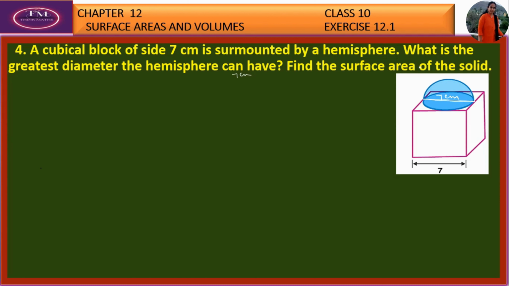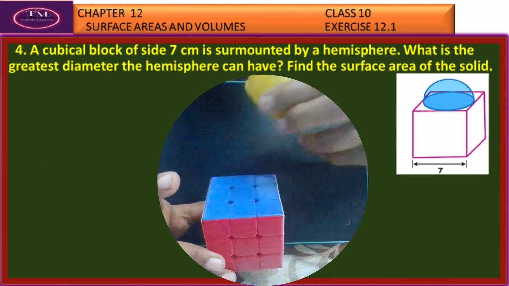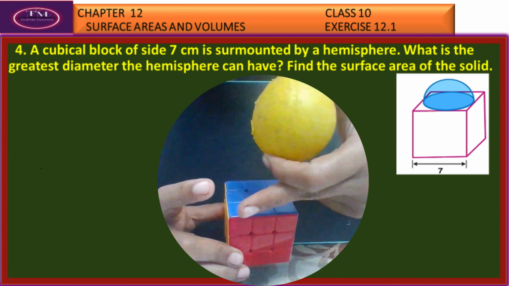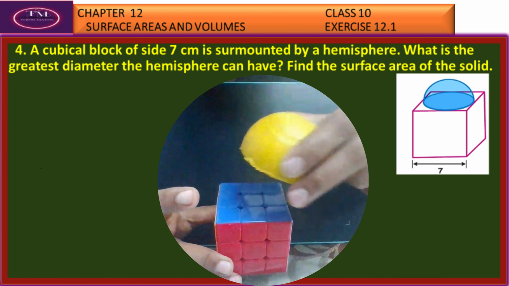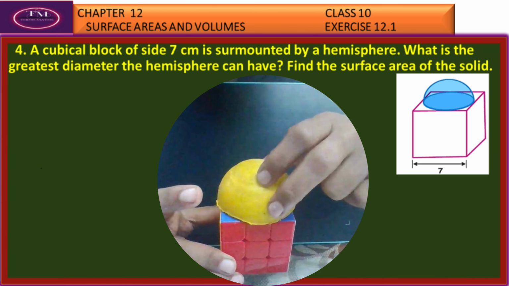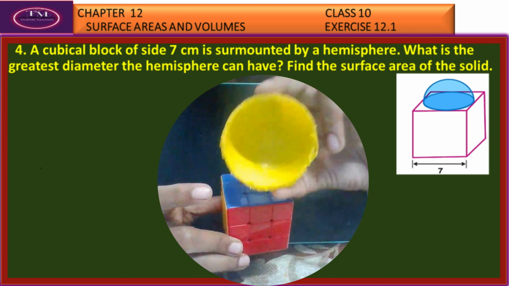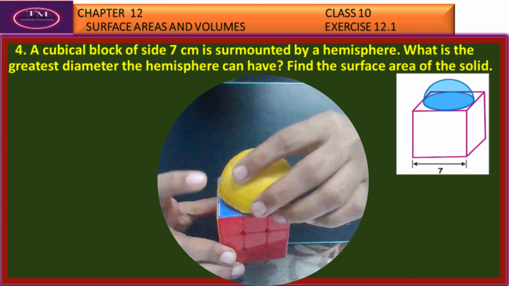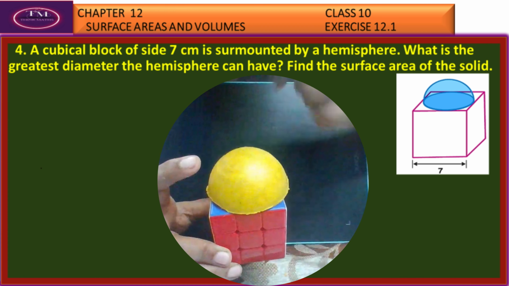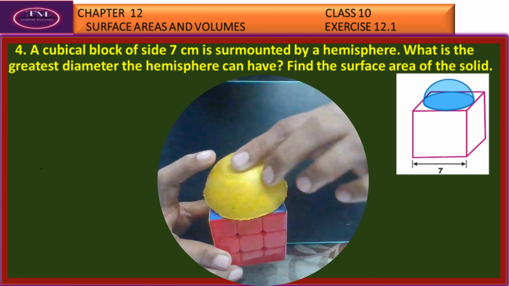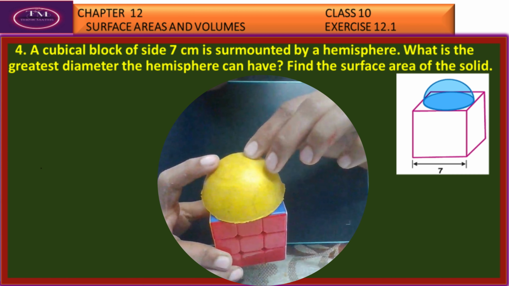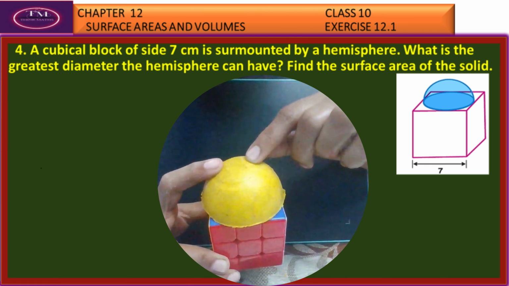From this we have to find out the surface area of the solid. Now look at this picture. We can find out what portions it occupies. This cubical block has side 7 centimeter, and it is surmounted by a hemisphere. This is the hemisphere, kept mounted on the cube. So what is given here? What is the greatest diameter of the hemisphere?